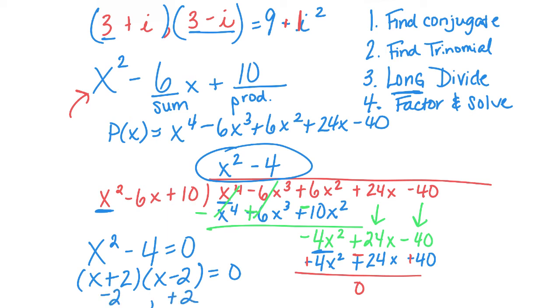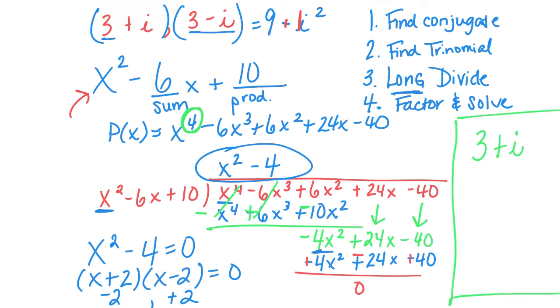So if we go back to the question, remember this was an x to the fourth. They asked us to find roots of this. They gave us 3 plus i. So I'm writing the answer right here in green. We found 3 minus i using the conjugate. I went ahead and used long division and I got x squared minus 4. And when I factored that, I got a positive 2 and a negative 2. And just like that, I have 1, 2, 3, 4 solutions, which matches my fourth degree.